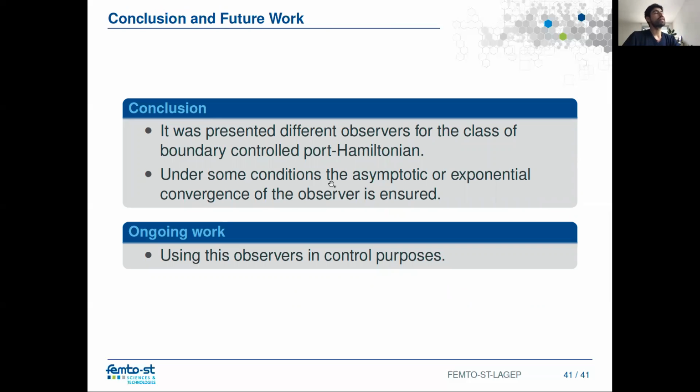So it was presented a class of different observers for the class of boundary control for Hamiltonian systems, and for every case we can have some condition for asymptotic or exponential convergence, and the ongoing work of my thesis is to use this observer for control purposes.